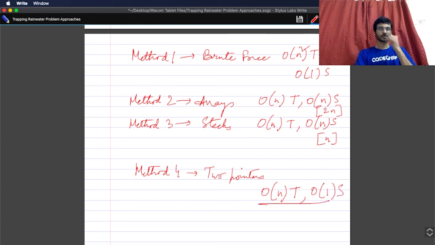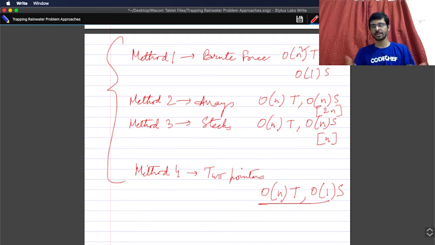Make sense? So if you have understood these 4 approaches, and if you are also comfortable with the intuition that we used behind creating these approaches, then you are in a good position to attempt related questions in all your upcoming interviews. So all the best for it.